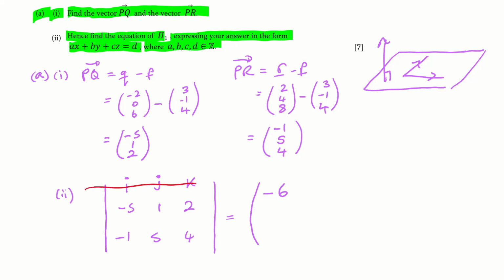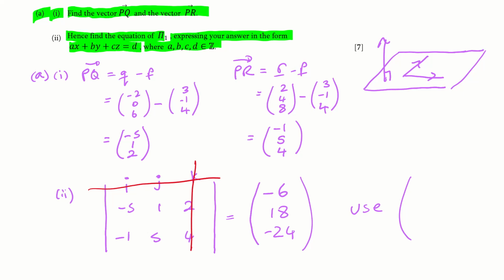Covering up the j gives us -20, take away -2, so -20 add 2 is -18, but we always change the sign for the middle one. So that's going to be positive 18. And then covering up the k is going to give me -25, and effectively add 1, which is -24. And rather than use that vector, I'm going to divide everything here by -6 and use (1, -3, 4).